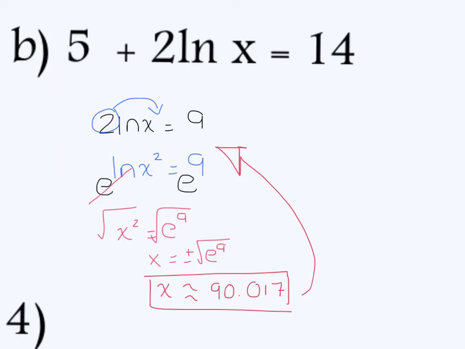Okay. Another way to have done this is, at this point here, I could have divided both sides by 2. We end up with ln x equals 9 over 2, then exponentiate both sides. This reduces, x equals e to the power of 9 over 2. So you have some options. You're going to end up with this same solution.